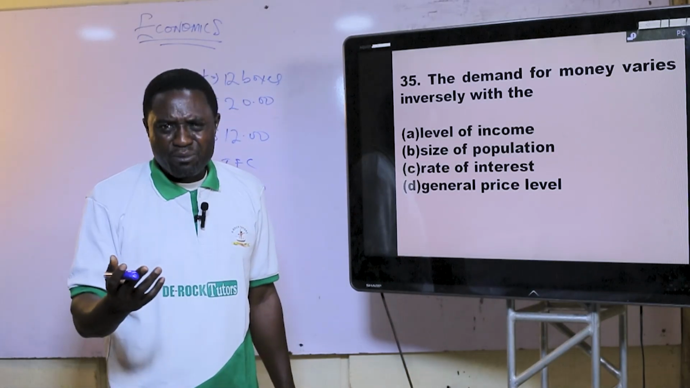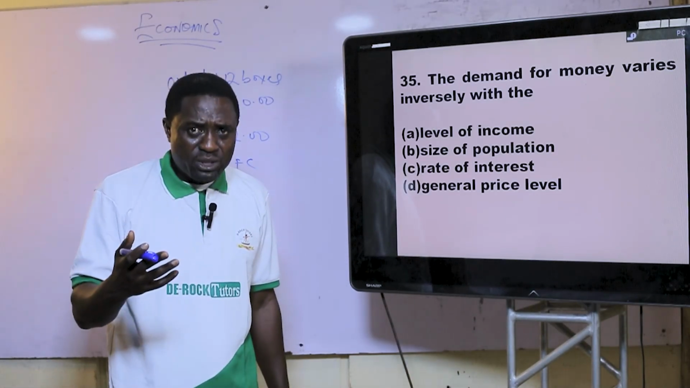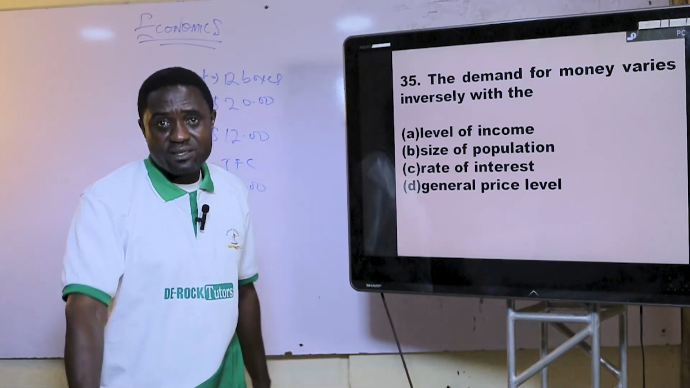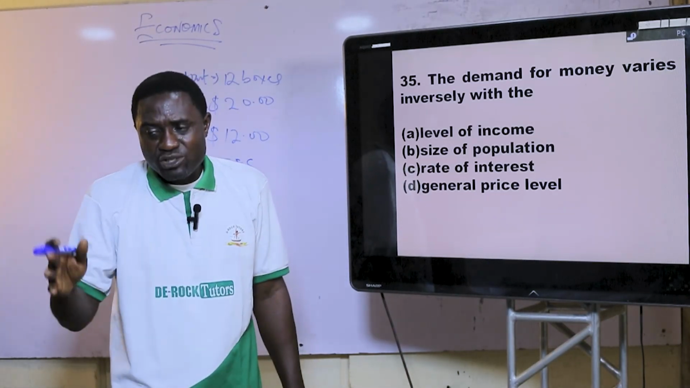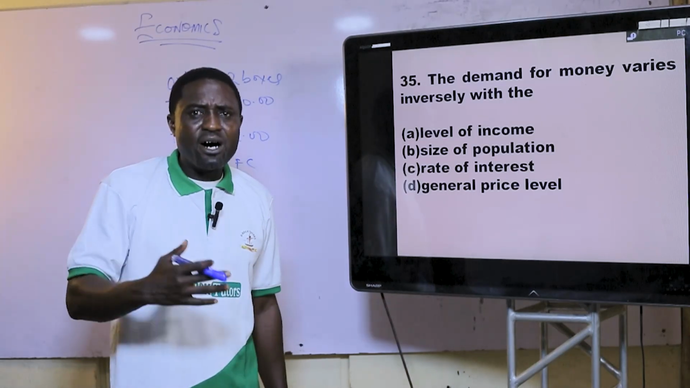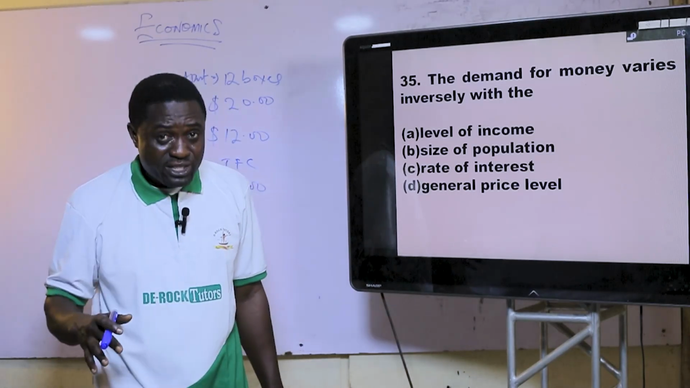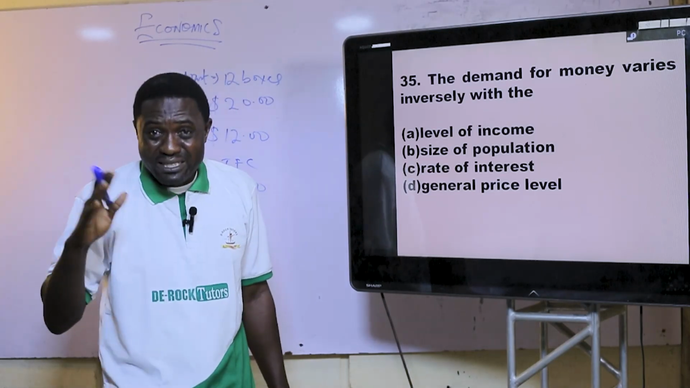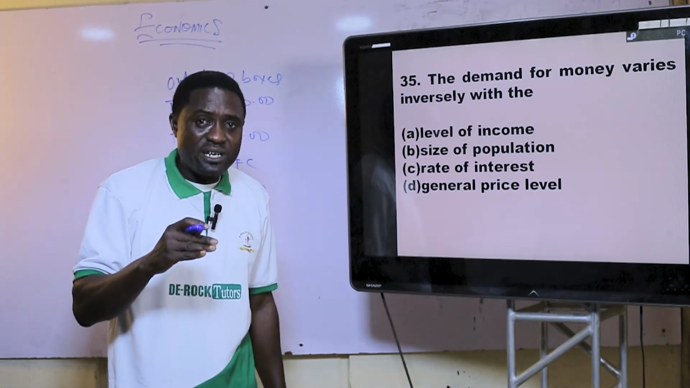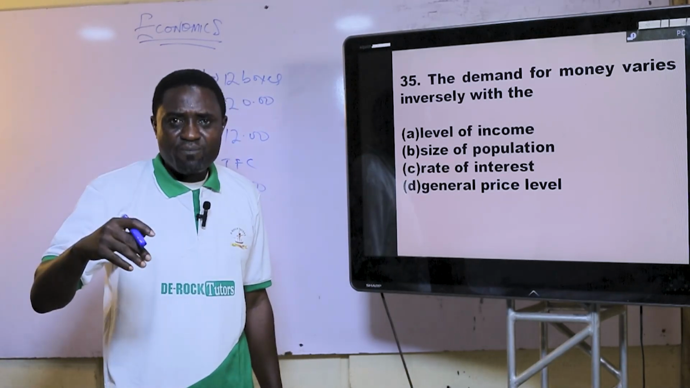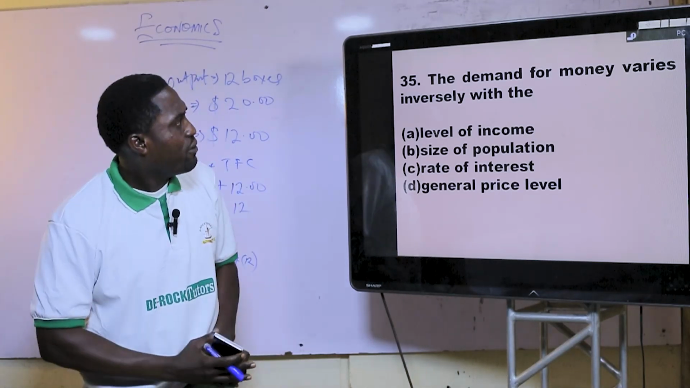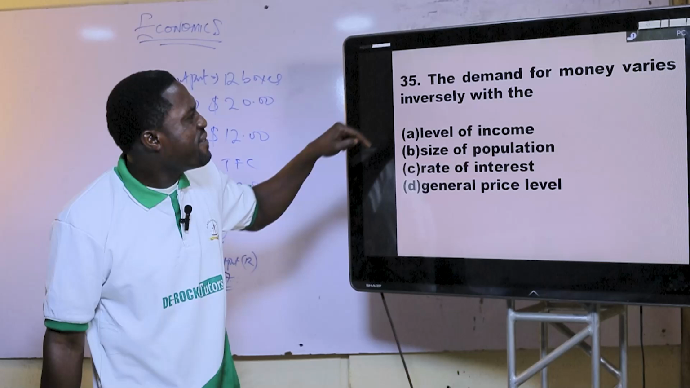Now, transactional motive, why you hold money for day-to-day activities. You want to buy anything, you have money to buy it on a daily basis. That's transactional. But when you talk about precautionary, unforeseen contingencies, it is very important you save money for unforeseen. Anything can happen anytime. You save money for that. Then speculative, for business purpose, for investment. You understand? So now, the demand for money varies inversely with what?